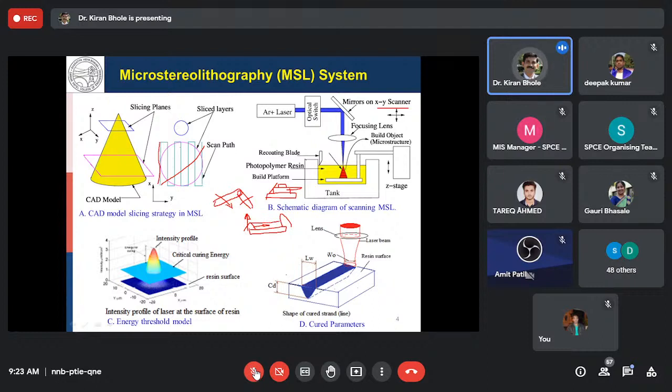You cannot maintain a layer of whatever minimum thickness you desire. You can slice it in a computer to whatever slice thickness, but in practice it is not possible. It depends upon the viscosity, surface tension, these properties.